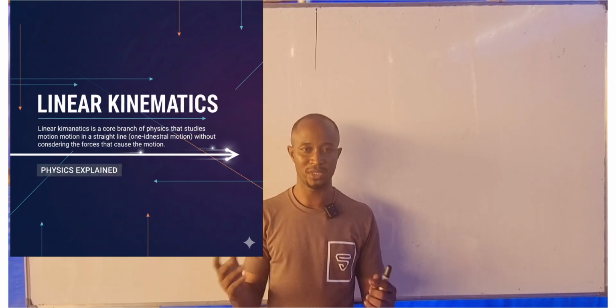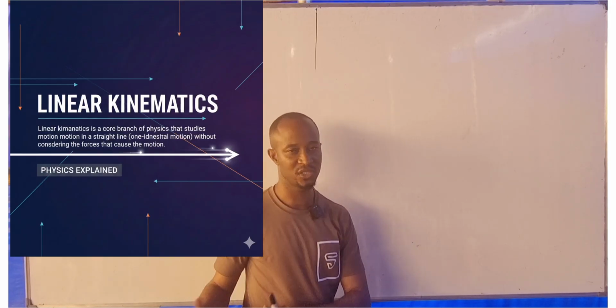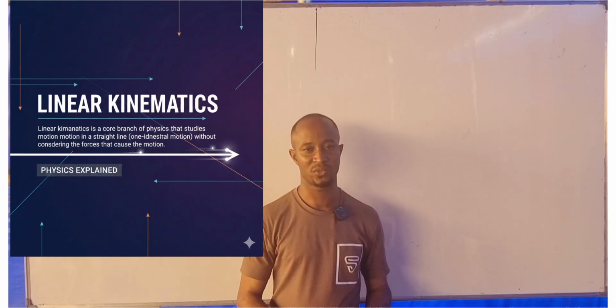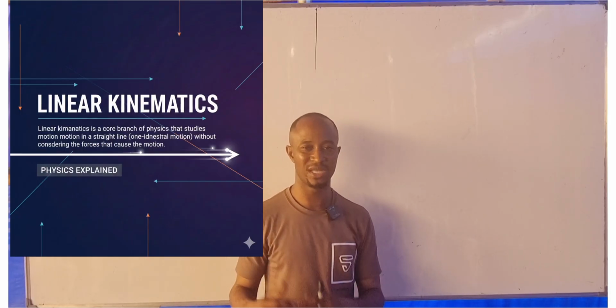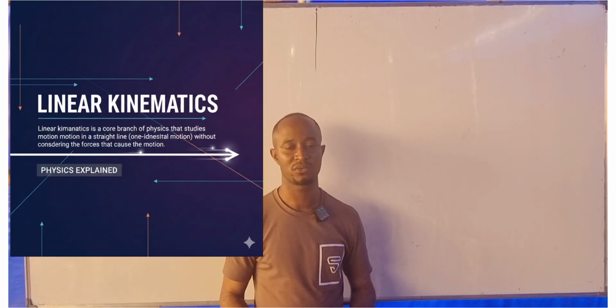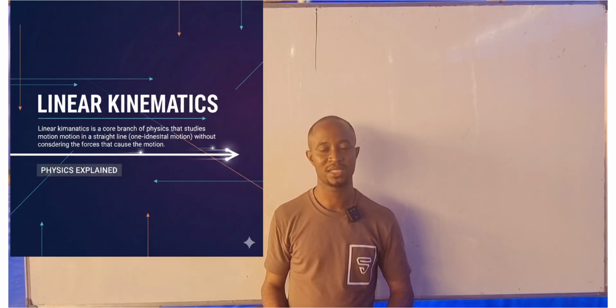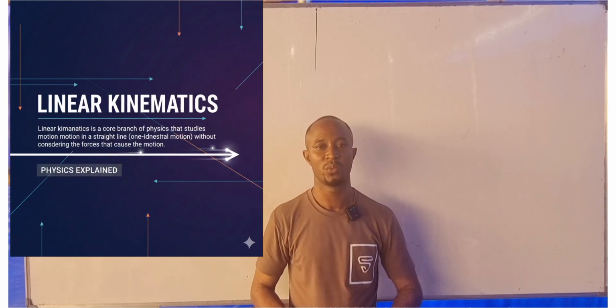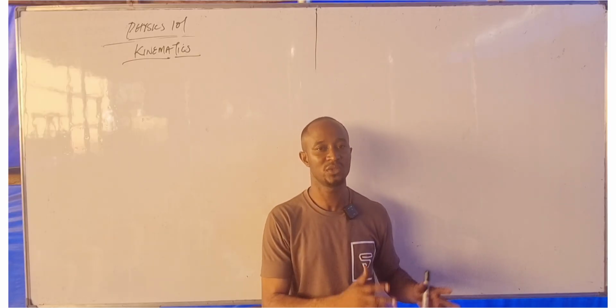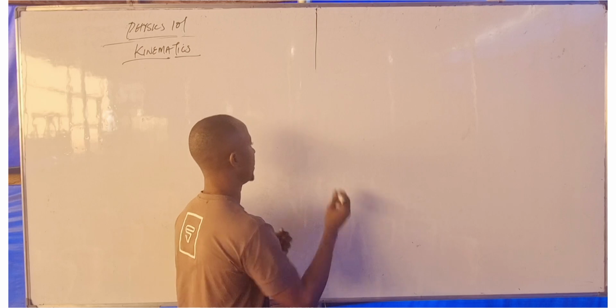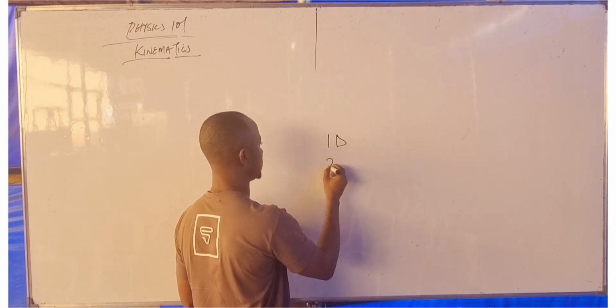We know that in practice force causes motion, right? But if we are to talk about kinematics, we neglect force. Force must be neglected before we can talk about kinematics. So kinematics can be grouped into two: we have the 1D kinematics motion and the 2D kinematics motion.